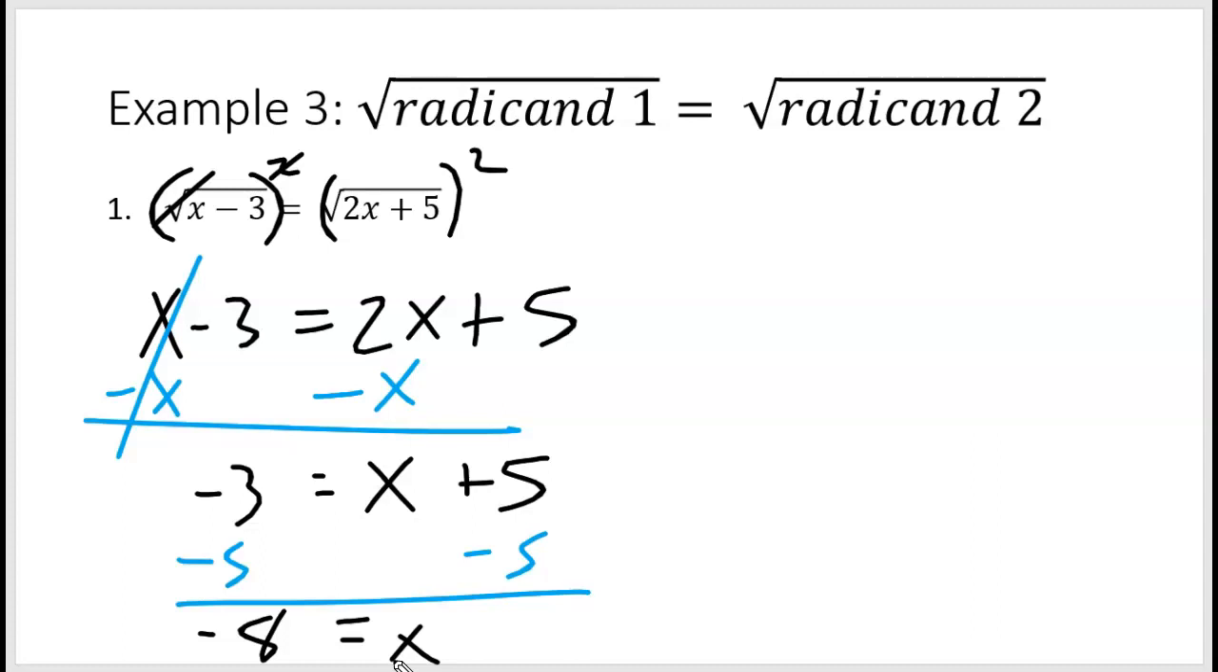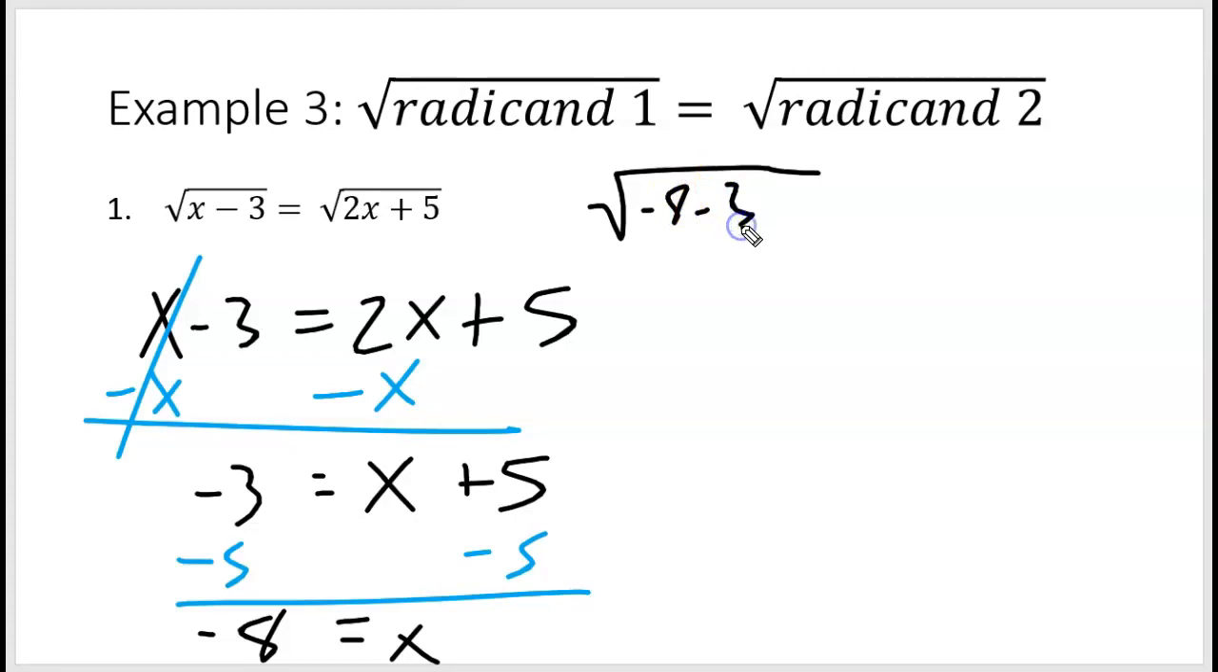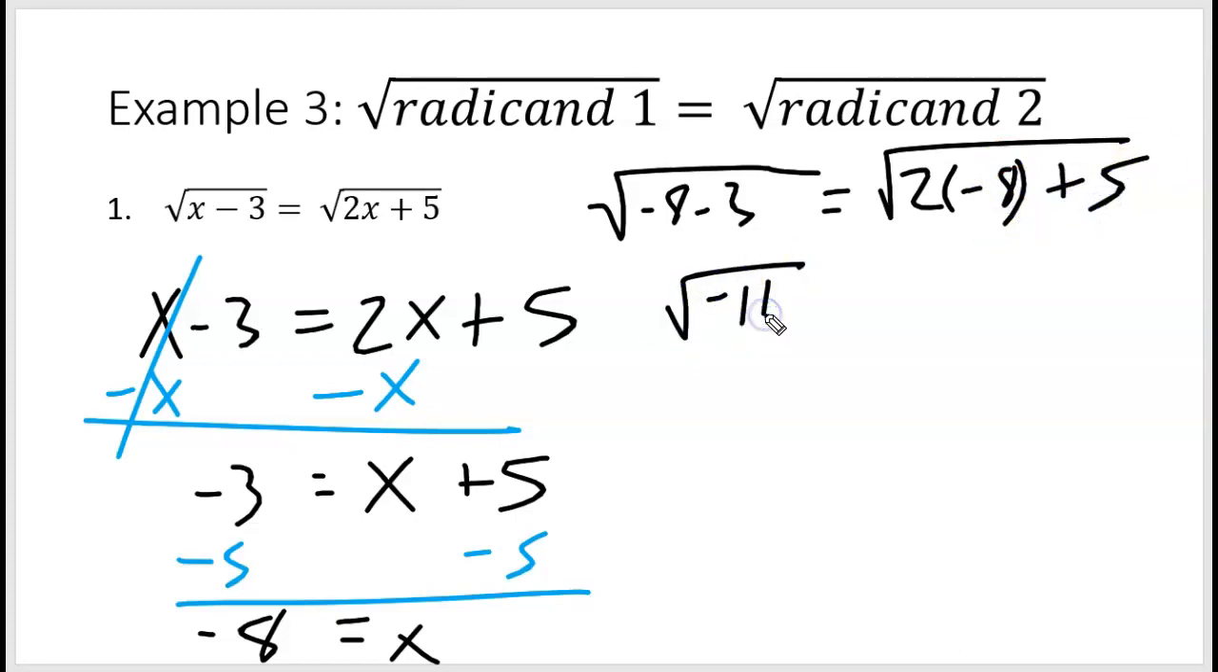But I need to make sure that my answer is a good one. So how do I do that? You don't have to do it with the other problems we've been doing because it won't happen with those kinds of problems, but with these ones it will. So let's see what I mean by that. What I mean is you're going to take your answer and plug it in for x on both sides. So we get negative 11 there. And negative 16 plus 5 is negative 11.